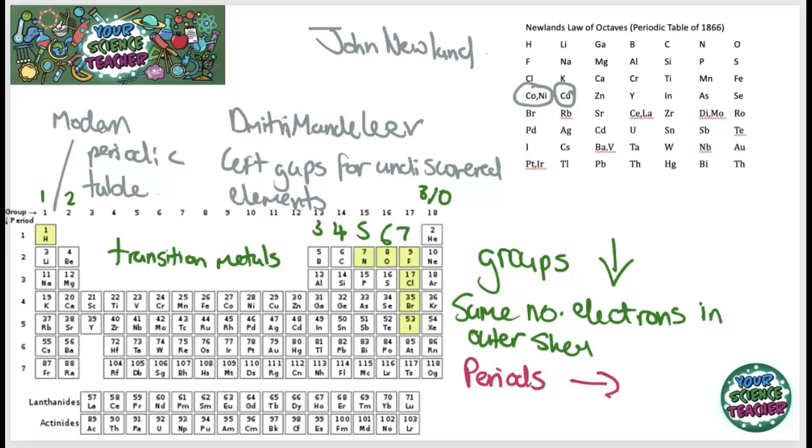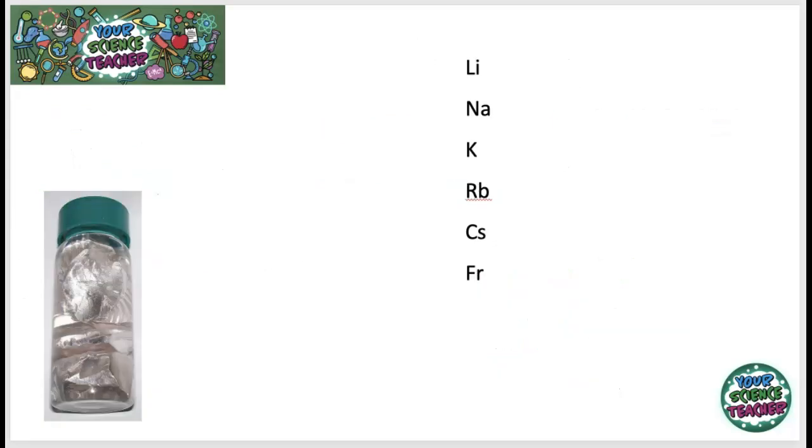Now we need to know about a few key groups. For example, we need to know about group 1, which are called the alkali metals, group 7, which are the halogens, and group 8 or 0, which are called the noble gases. So let's have a look at them. Okay, so let's first look at group 1 in the periodic table. That's a nice place to start, isn't it? Which is called the alkali metals.